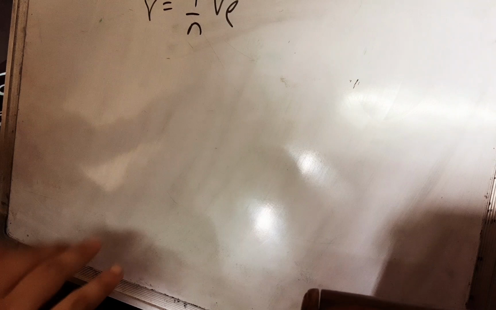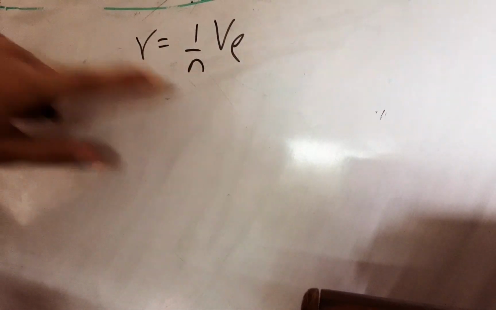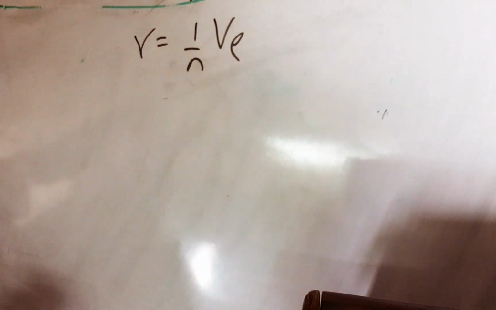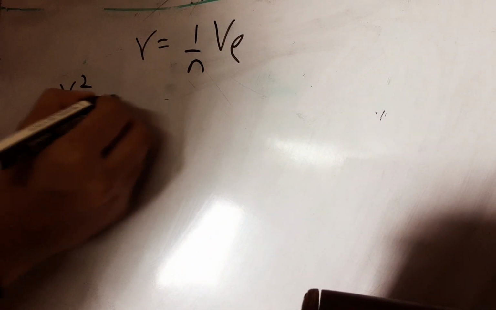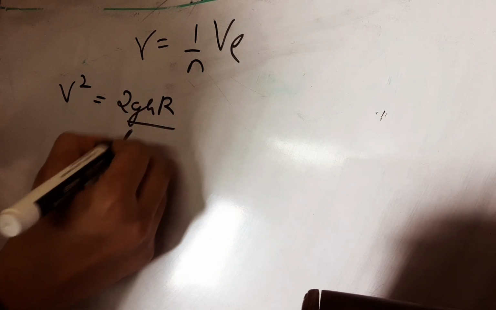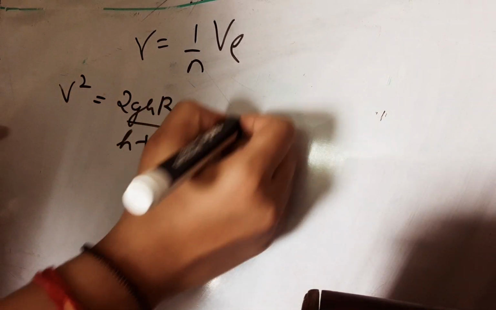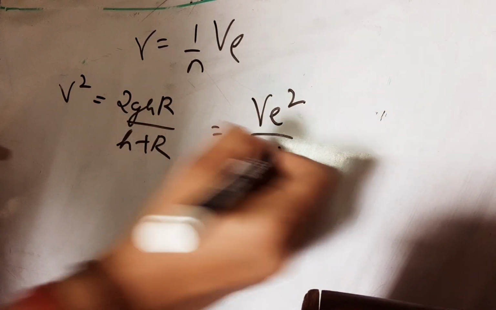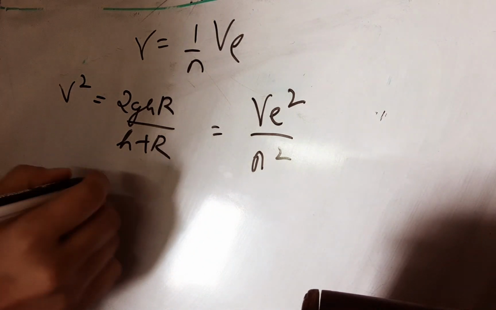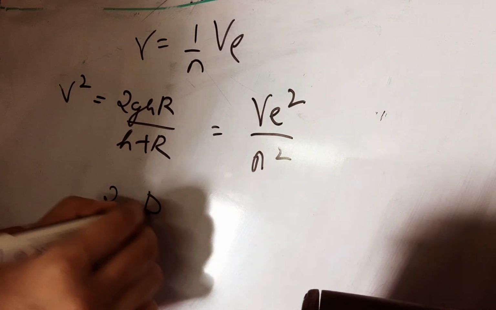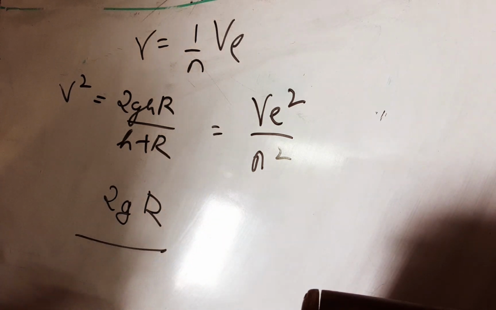Now in this case, the velocity is less than escape velocity. Sometimes what they will give you is a velocity that is 1 by n times the escape velocity, which means it is still less than escape velocity. In that case, if you apply the formula v square is equal to 2ghr upon h plus r, in place of v you can write VE by n. So v square is equal to VE square upon n square, which will be equal to 2gr divided by n square.